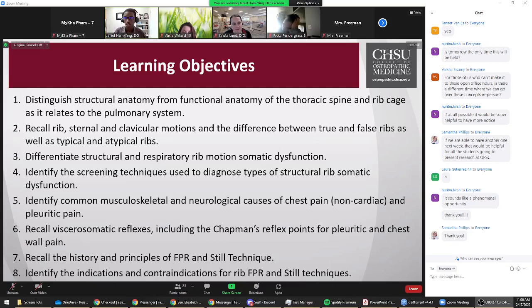Skeletal and neurologic causes of some of these pleuritic, cardiac, and chest but non-cardiac pain causes, as well as some of the associated Chapman and visceral somatics, talking about the history and the principles of FPR and still technique. It's not as common now, but sometimes those also do appear on boards. So we're talking about the names of some of these things that'll be important to know, some of the people that I'm going to mention, as well as the indications and contraindications for doing these techniques. All right, so without further ado, it's time to talk about ribs.